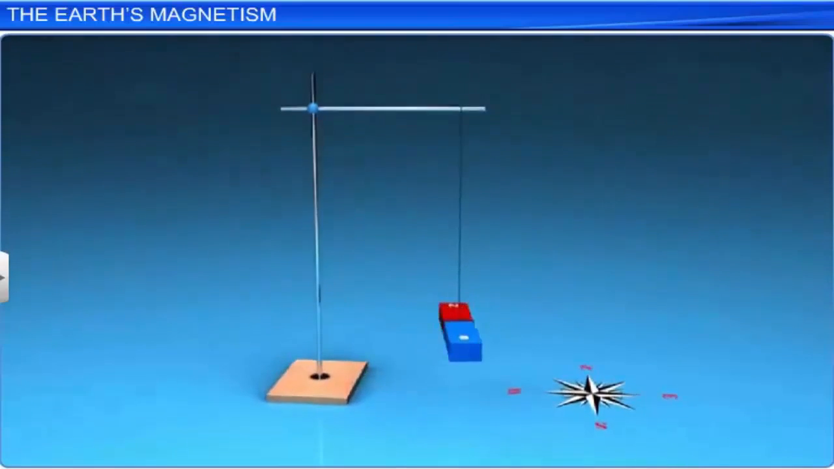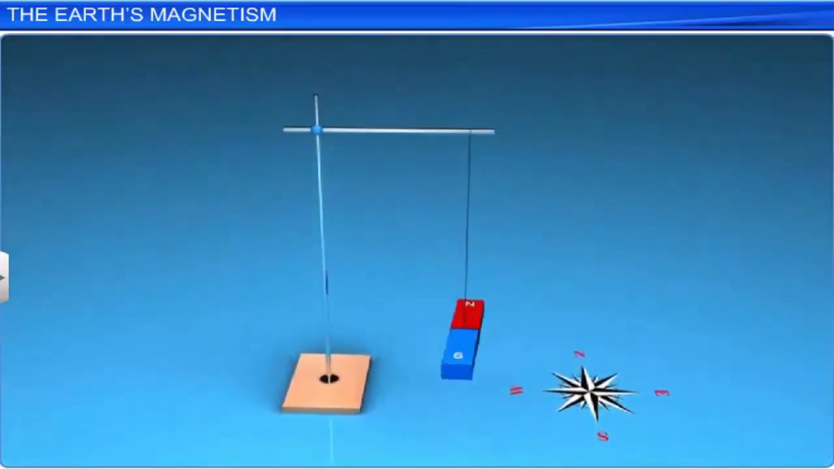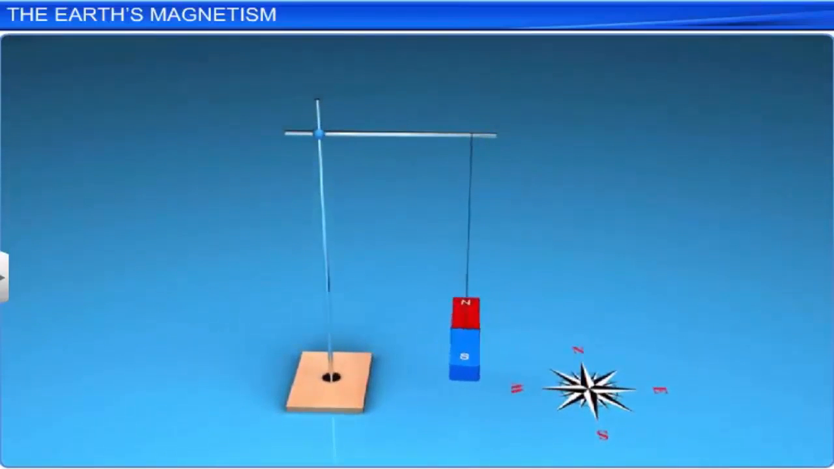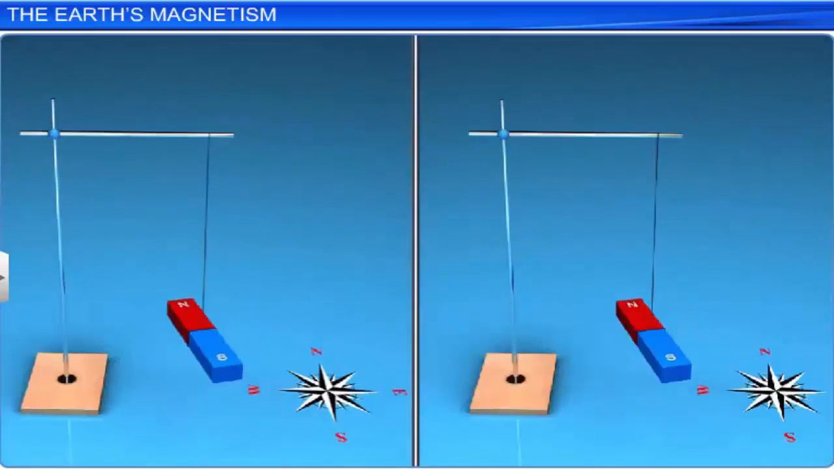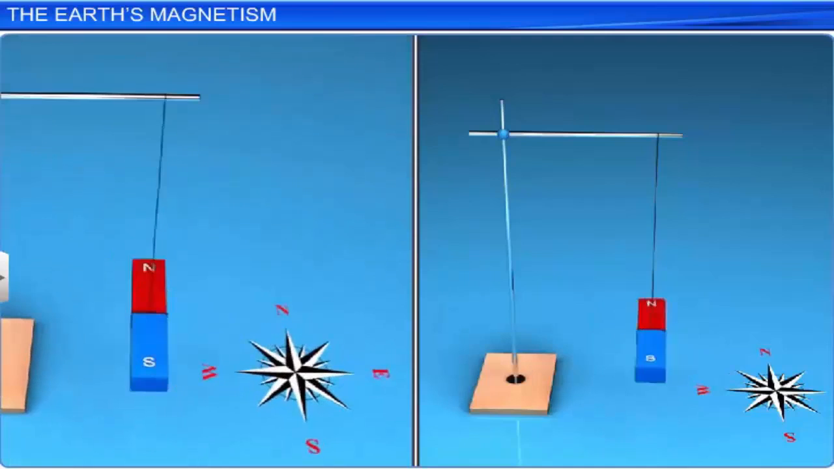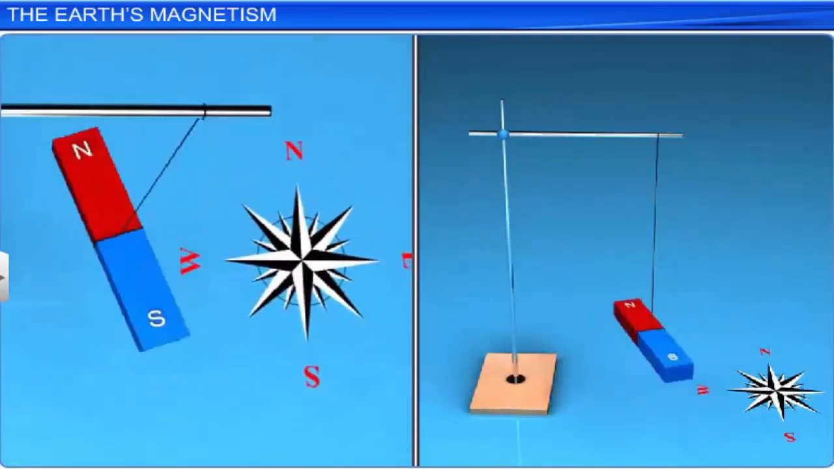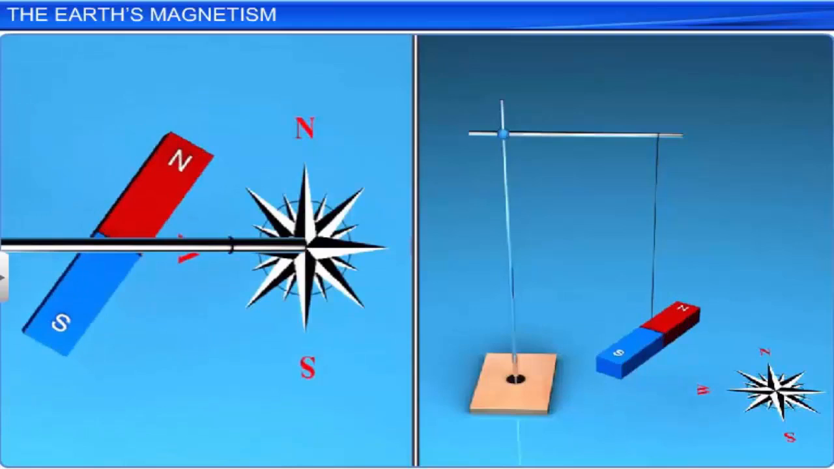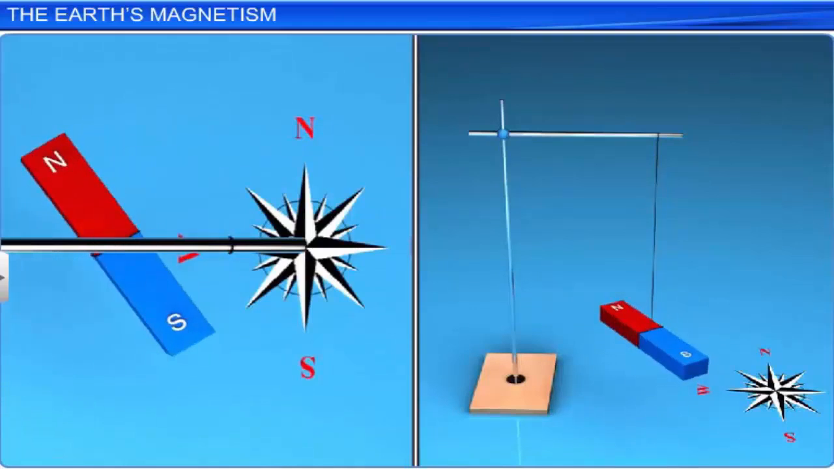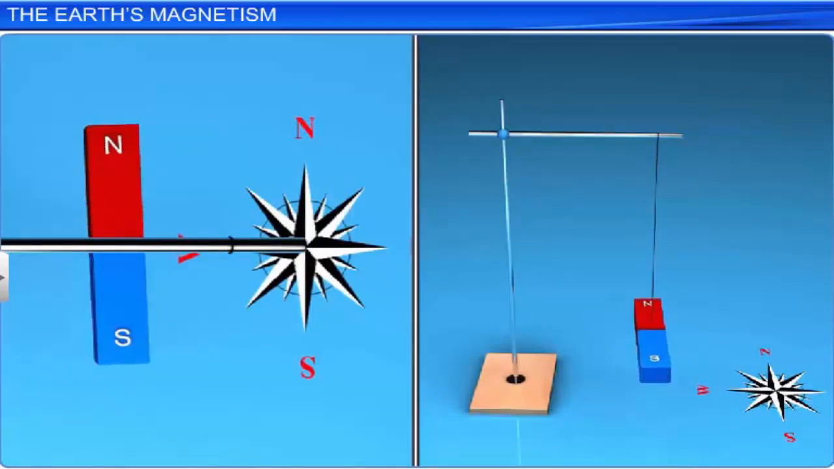The convention for this nomenclature for the Earth's magnetic field arose due to the fact that the north pole of a freely suspended bar magnet points towards the geographic north, whereas the south pole of the magnet points towards the geographic south. The north pole of a magnet was named so because it is a north-seeking pole. Similarly, the south pole of a magnet was named so because it is a south-seeking pole.